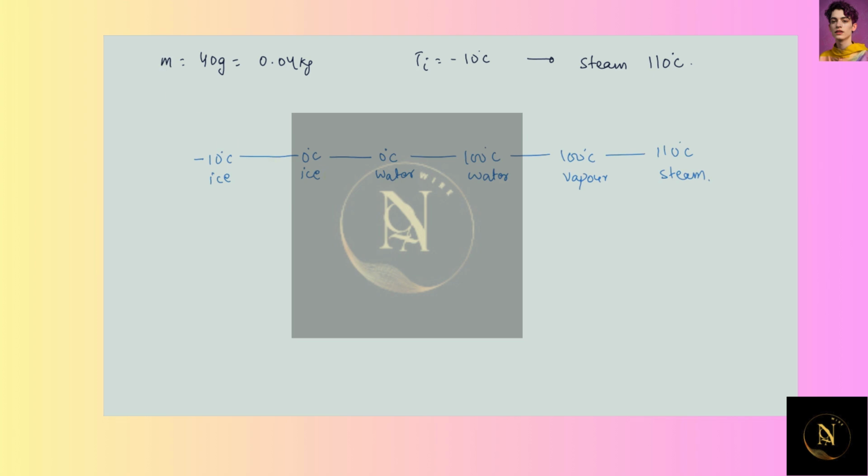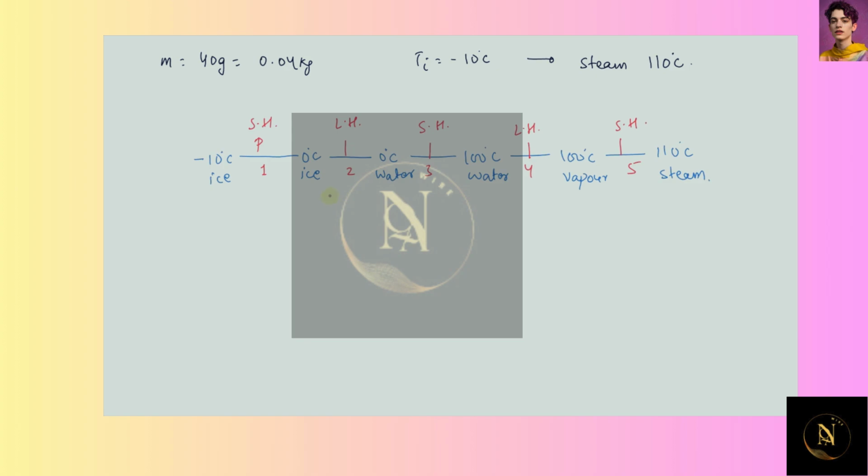So let these be the first process, second process, third process, fourth process, and fifth process. For the first process, we'll need sensible heat. Here we'll need latent heat, the latent heat of fusion. And here again sensible heat. Here again latent heat, but here it will be the latent heat of vaporization. And here again sensible heat.